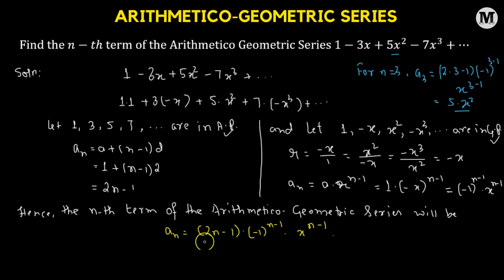So that means the nth term of the Arithmetico-Geometric series will be 2n minus 1 times negative 1 raised to the power of n minus 1 times x raised to the power of n minus 1.